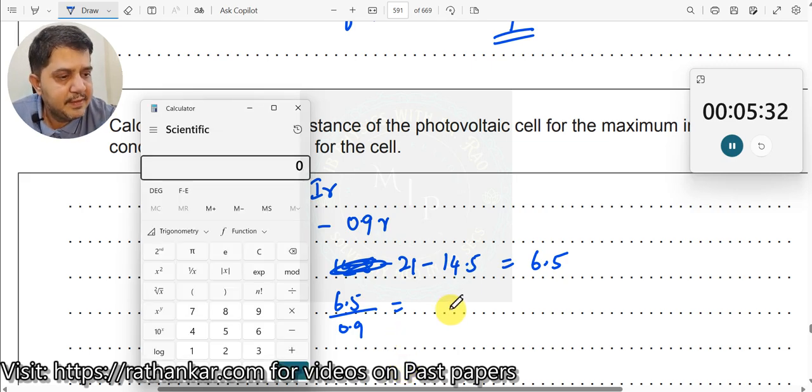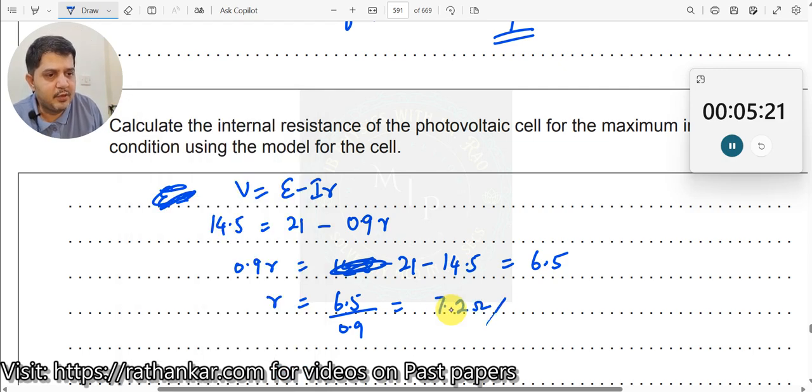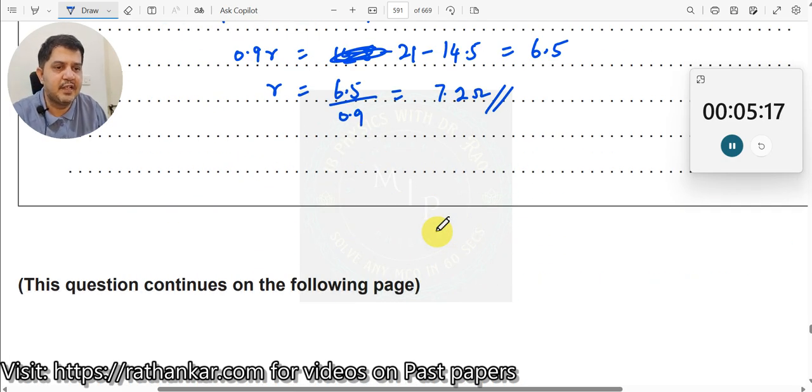So this would be 6.5 divided by 0.9, which is equal to 7.2 ohms, right? The answer is 7.2 ohms. Okay, next. Now let us move on to the next one.